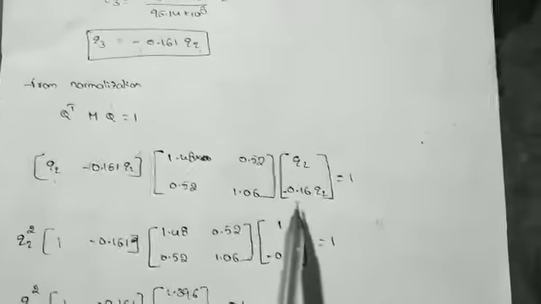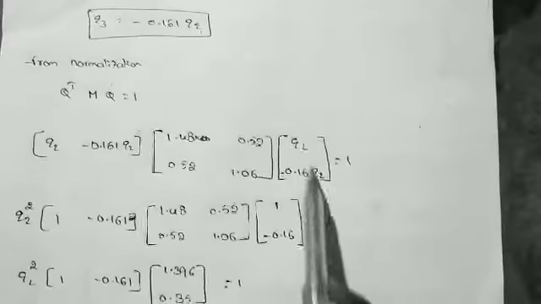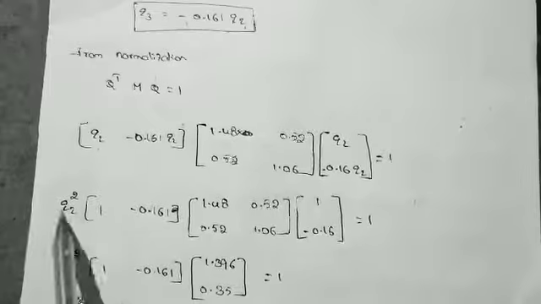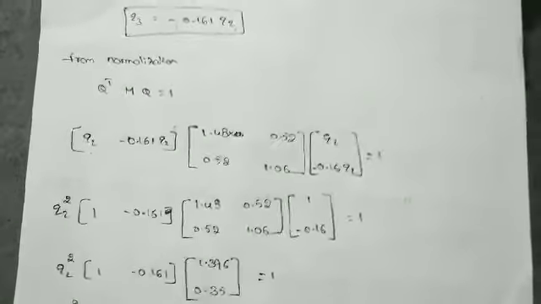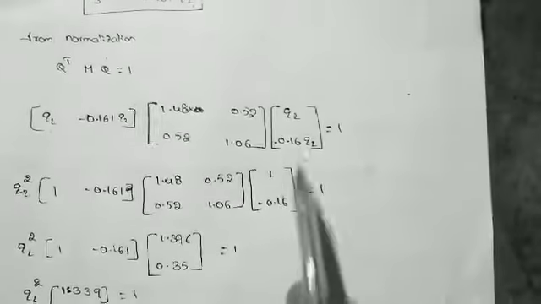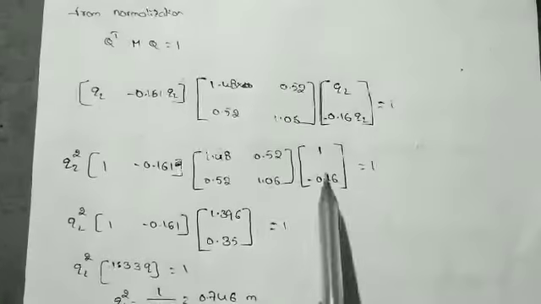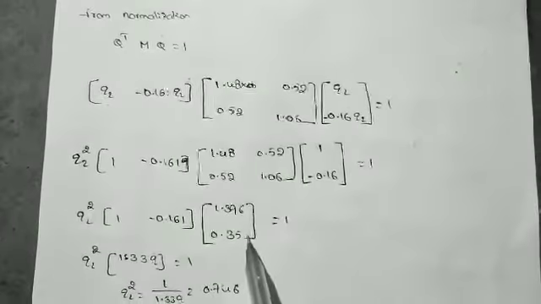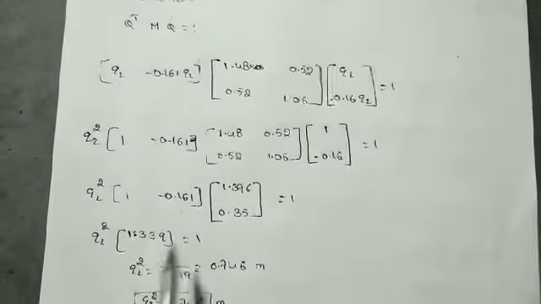Next, similarly, q2 and minus 0.16 q2 equals 1. Here there is a q2, so take q2 common. Similarly here also q2 common. q2 into q2 means q2 square. With q2 taken common, the remaining value is 1, and similarly minus 0.161. Similarly here also, 1 minus 0.16. Then you multiply these two matrices and you will get this matrix. Then multiplying these two matrices, you will get 1.339 equal to 1.